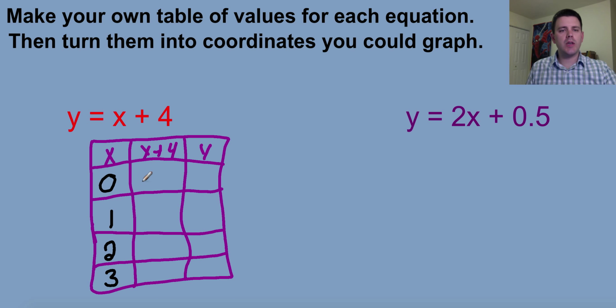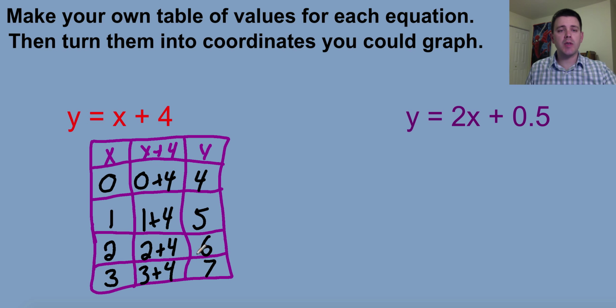We're going to plug each one in for x and do the problem. 0 plus 4 is 4. I plug in my 1 in place of x, I get 5. Plug in a 2, and plug in my 3. Okay, that's how I make a table of values. Basically, I choose some inputs, plug them in, and get the outputs that go with it.